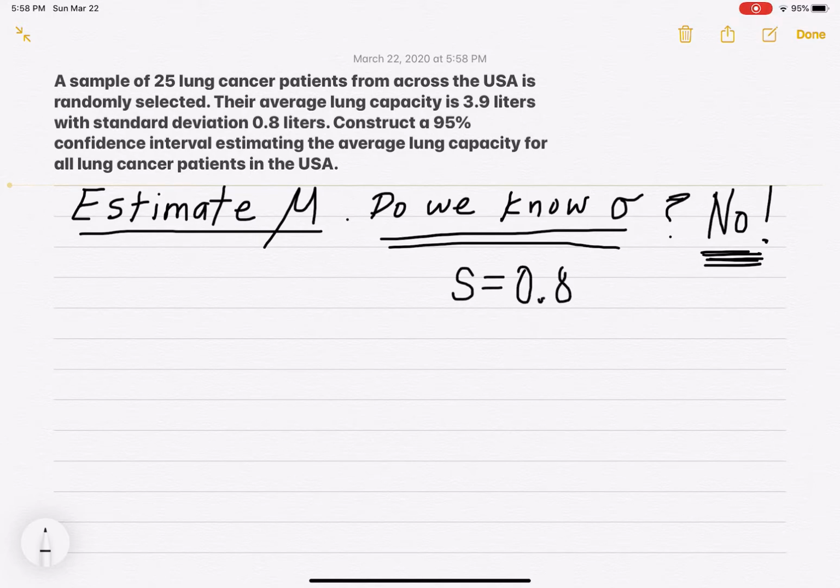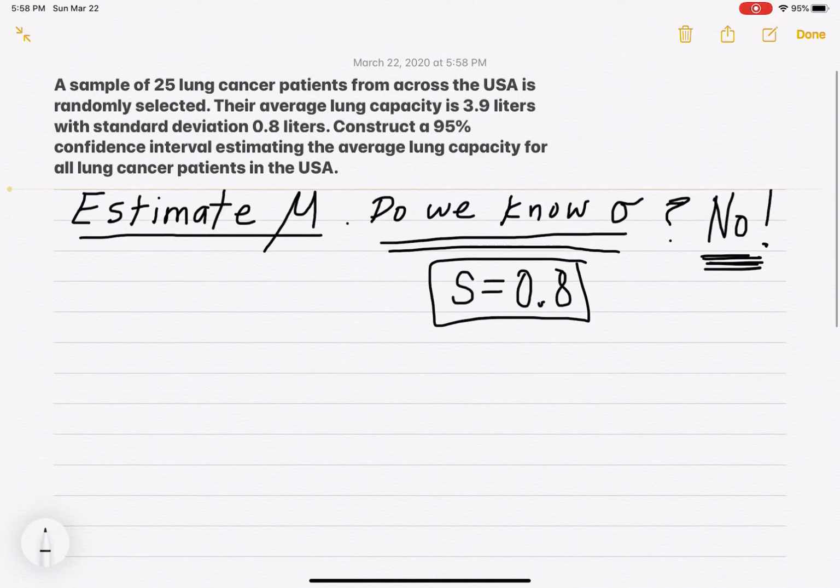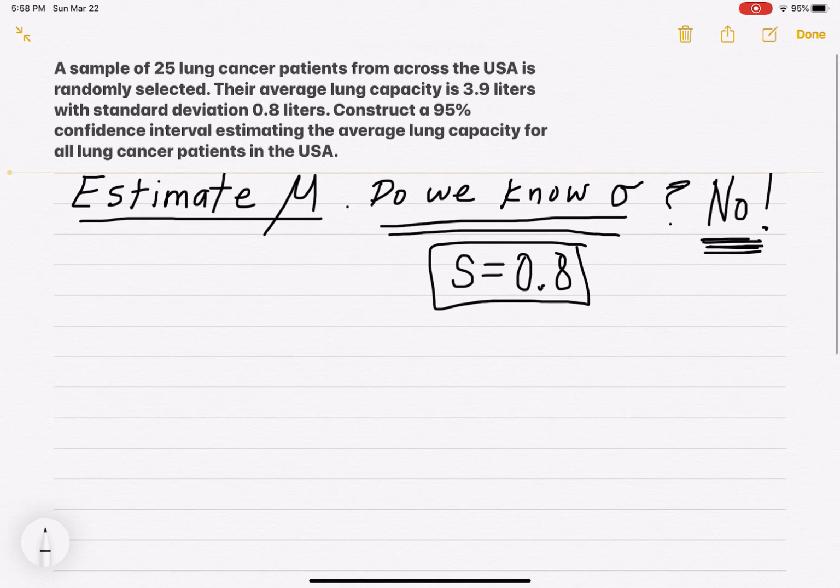Read that sentence again. So we have a sample of 25 patients. That's the patients. Their average is 3.9. That's the sample's average. And their standard deviation is 0.8. So that's the sample standard deviation. It'd be nice if this actually wrote sample standard deviation, not the population standard deviation.